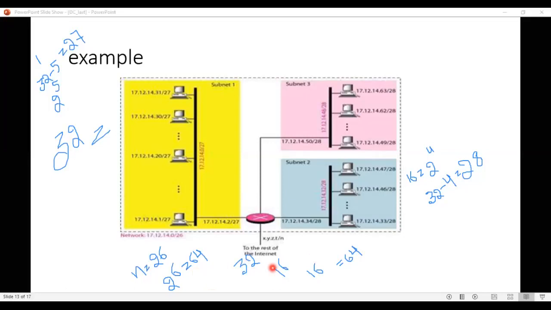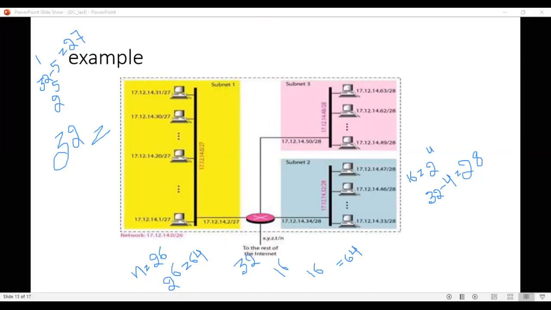If you have a packet for the address 17.12.114.50, then where will it go? This router will route it to which subnet? That is to this third subnet. Why? Because the range in the third subnet is 49 to 63. So this packet will be routed to the third subnet here. From the outside world, by looking till 14, it will route to this one, and this router will send it to the respective subnets here. Okay.